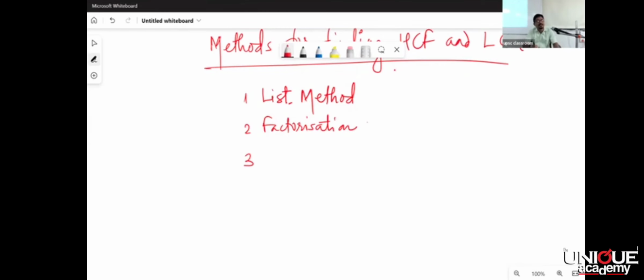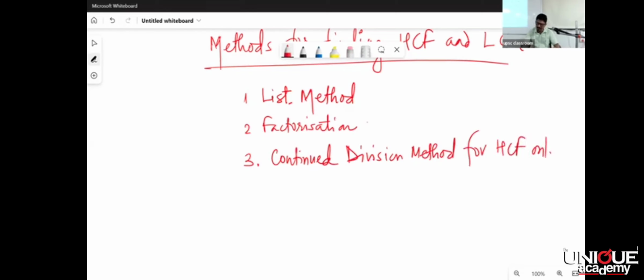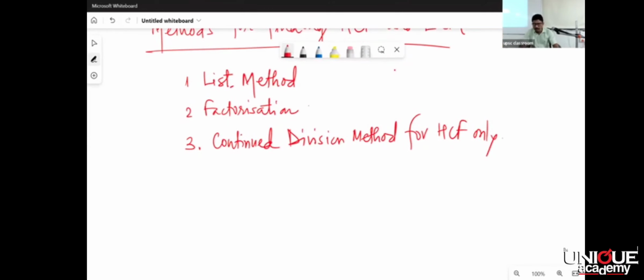The third method is only for HCF. Third method, continuous division method for HCF only. Is it clear? Now let me tell you, by all these three methods we'll first find HCF, and then we find LCM also by the first two methods, in a single example only, because we have to just check our basics. That's why.